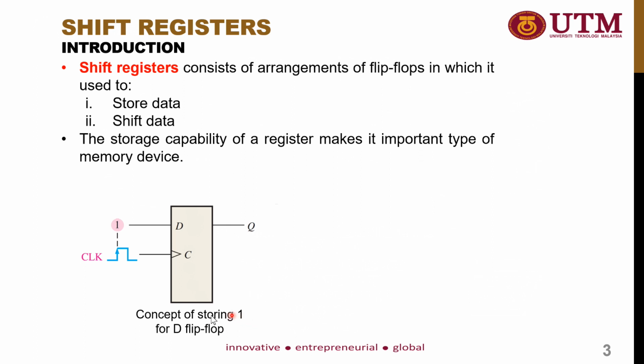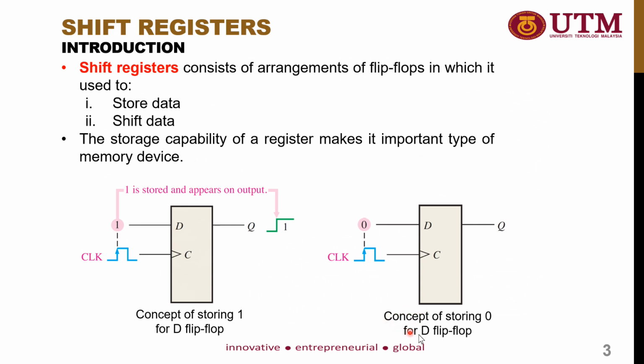For example, this is the concept of storing a data 1 for a D flip-flop. As you have learned in the previous chapter, for a positive edge triggered D flip-flop, at the rising edge the output will follow the input. In this situation the input is 1, so the output will become 1 at the rising edge. This is the concept of storing a data 0 for a D flip-flop. To store the data 0, you need to give an input of 0 to the D flip-flop, and then at the rising edge the output will become 0. So this is a simple concept of the storage capability of a register.